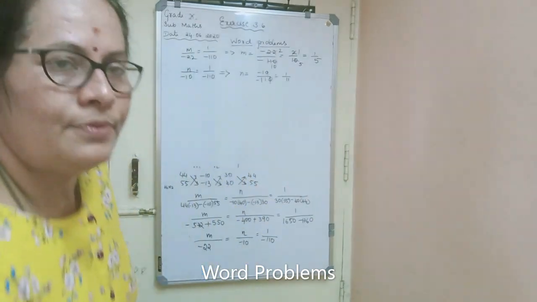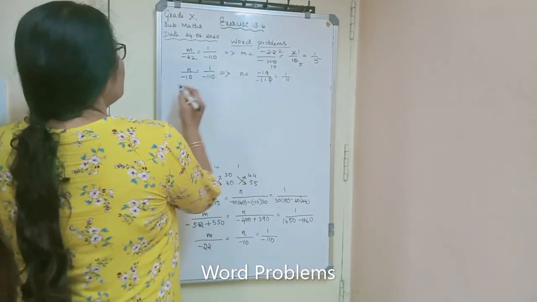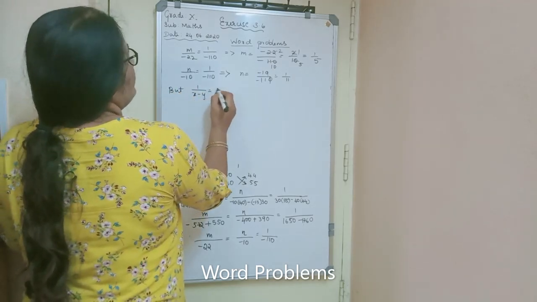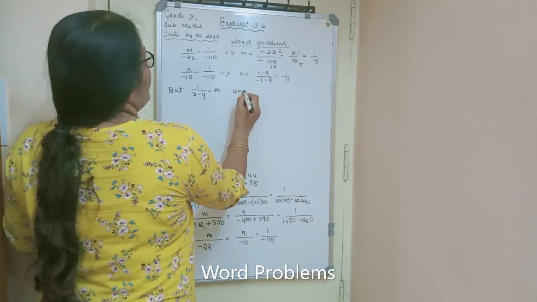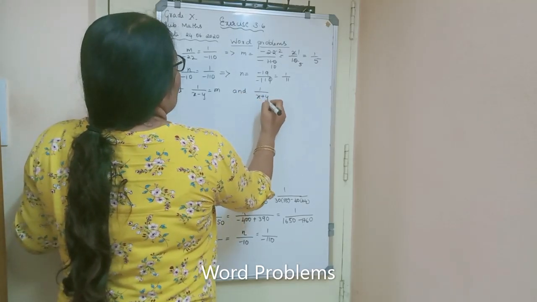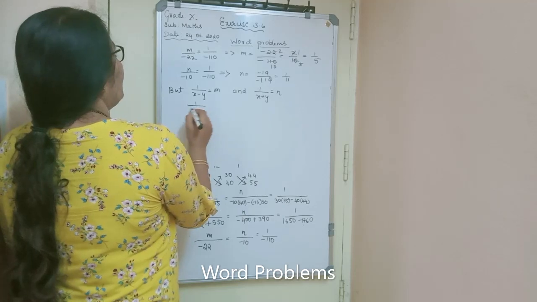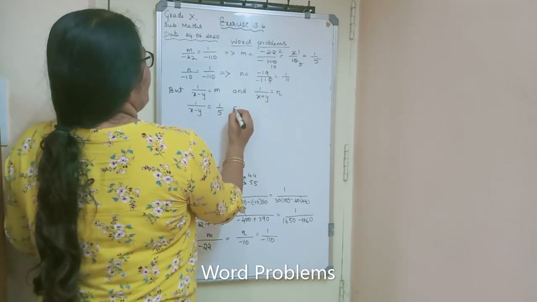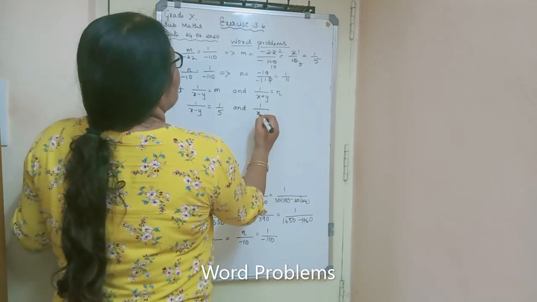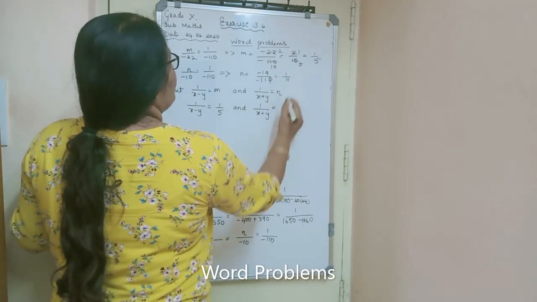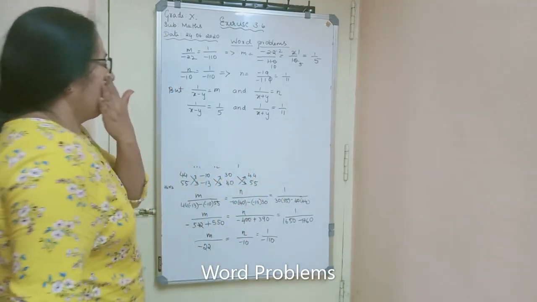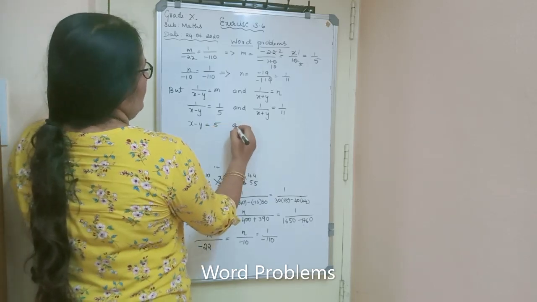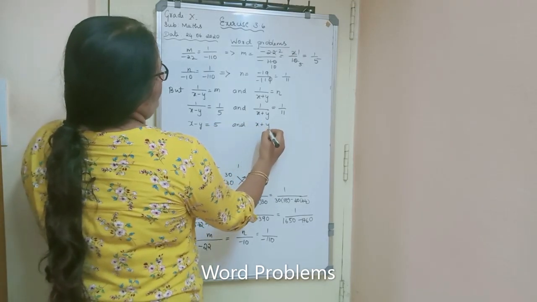Okay. Now these values substitute here. 1 by x minus y has taken as m and 1 by x plus y taken as n. So 1 by x minus y equals to m, which is 1 by 5, and 1 by x plus y has taken as n, which is 1 by 11. So cross multiply, you will get x minus y equals to 5 and x plus y equals to 11.